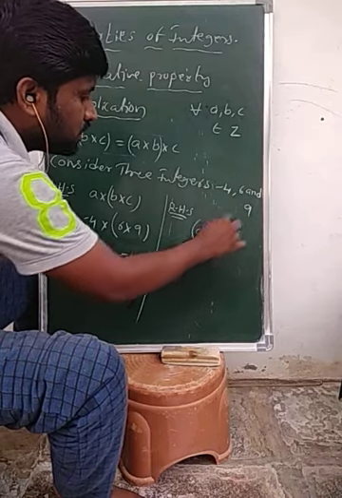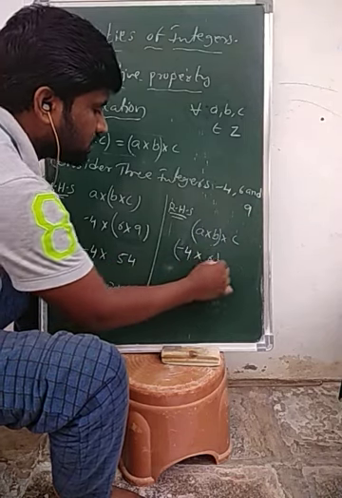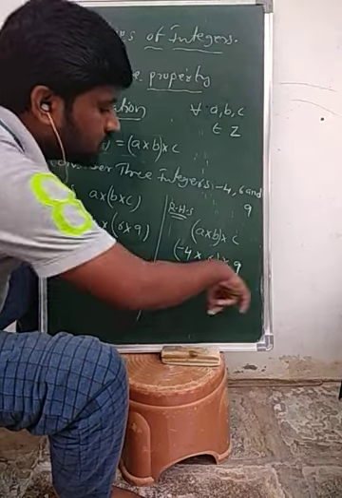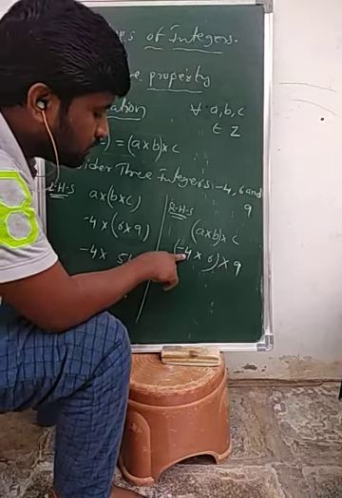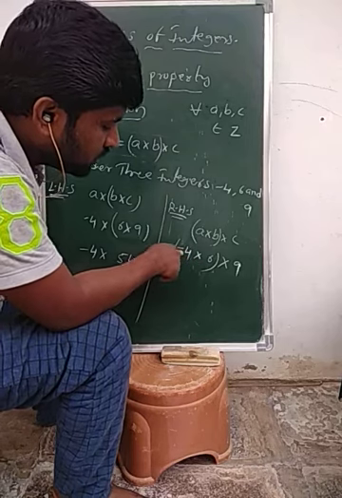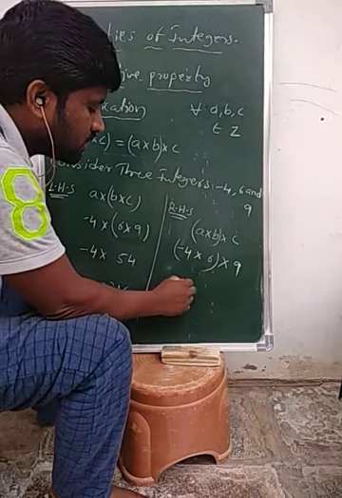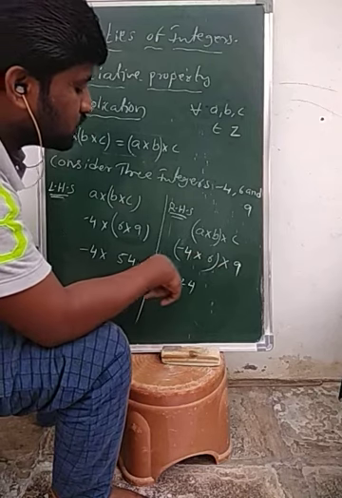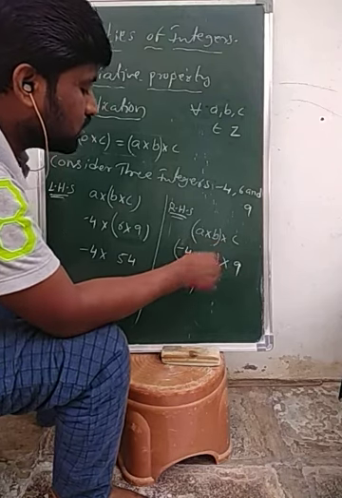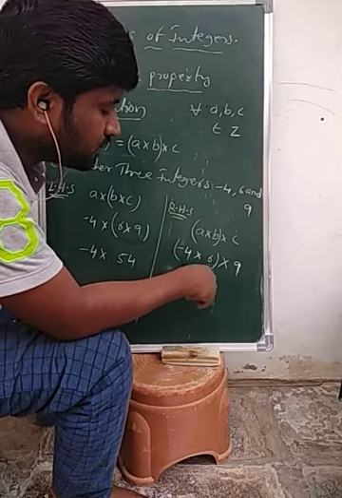-4 into 6, close the bracket, into 9. Multiply the bracket part first, the product of -4 and 6. -4 into 6, that is 6 4s are 24, so -24.